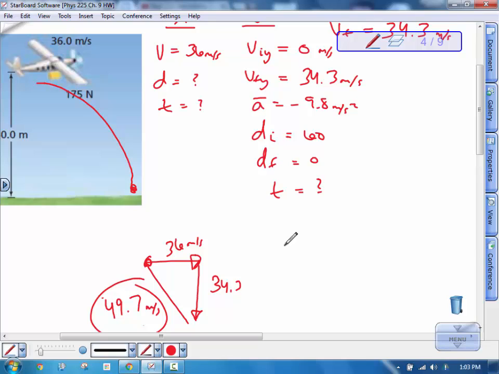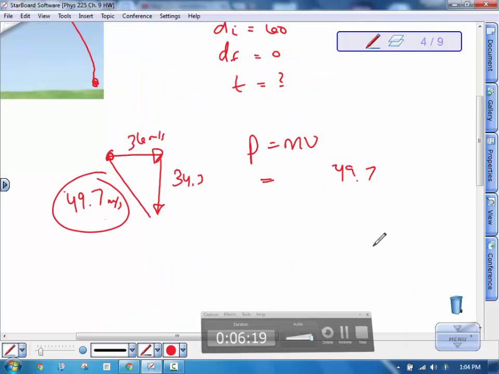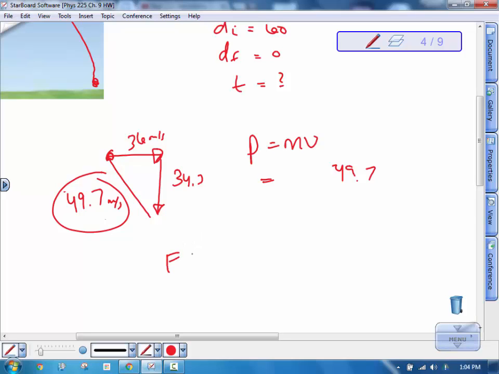It asks us for final momentum, which is just mass times velocity. So all we have to do is multiply the mass times this velocity of 49.7. It told us that this thing weighs 175 newtons. So we can find the mass if we just divide by 9.8.